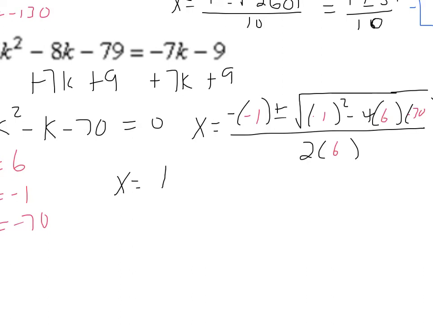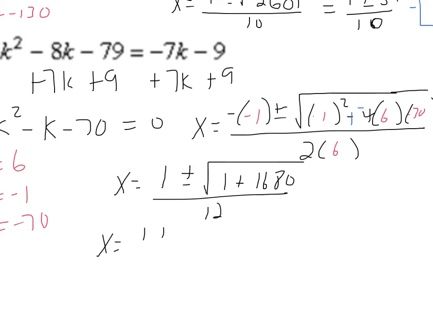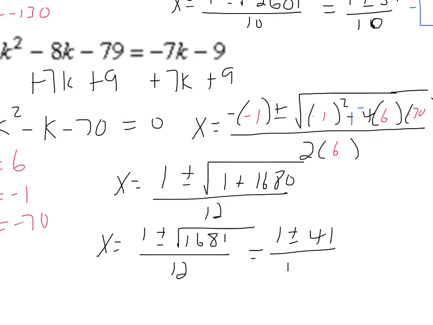So x equals 1 plus or minus root of, negative 1 squared is 1. Again, I change this minus to adding a negative. Negative 4 times 6 times negative 70 gives us a positive 1,680 all over 12. Add those together and we get 1,681 all over 12, which gives us 1 plus or minus, and again we can root that one, believe it or not. We get 41. So now that we have a rootable number, we should go further.